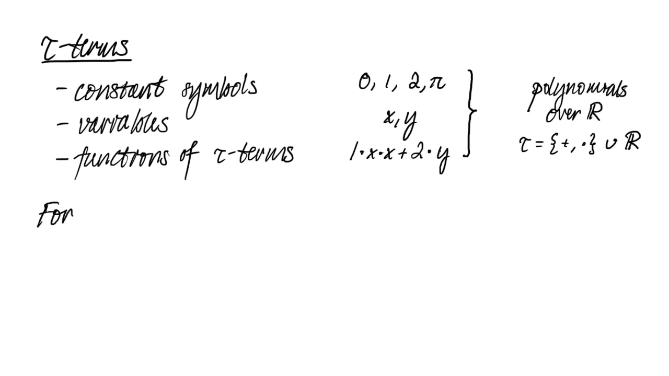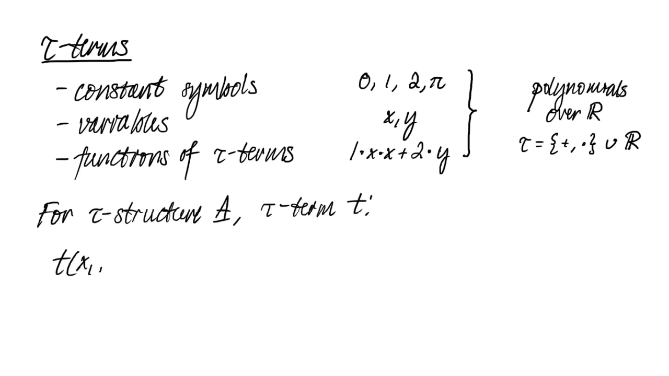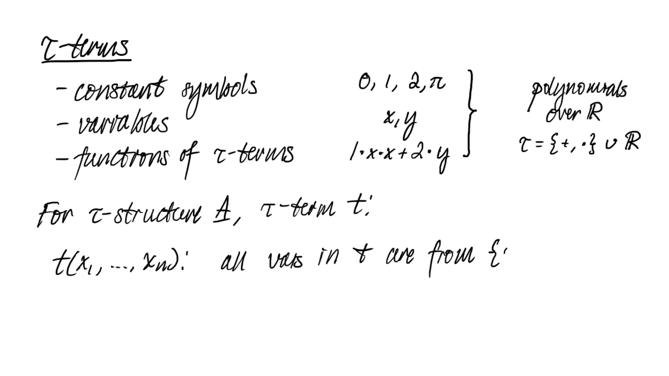Now we can talk a bit about the semantics of tau terms. Given an arbitrary tau structure A and tau term t, we can let t(x1, ..., xn) denote that all variables in t are from x1 to xn. Note that this is a subset, not an equality. Since we have some string of x1 up to xn, tau term t describes an operation over tau structure A with arity n.